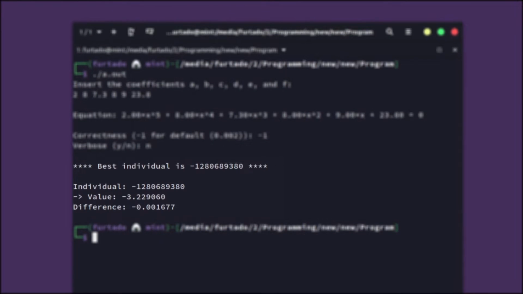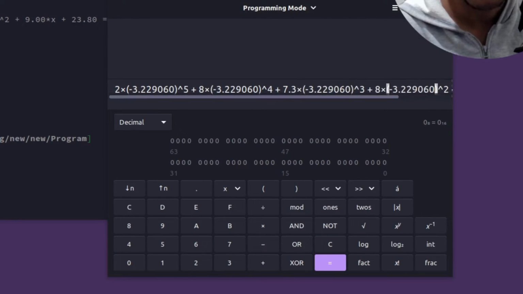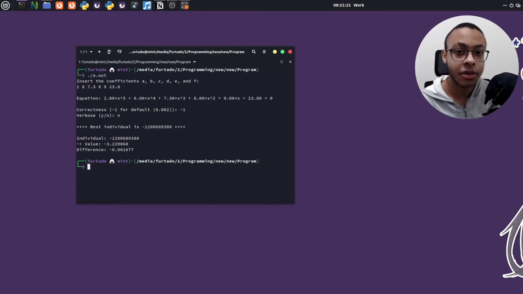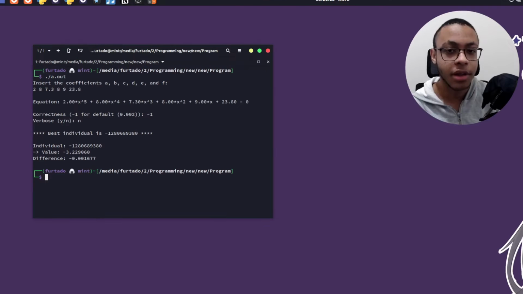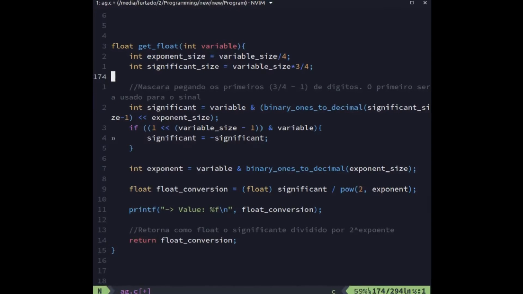Now we have 3 pieces of information here. Value is what we could substitute x for in the equation. In this case, the right side of the equation would be the opposite of the difference. Now the individual is an integer, as you can see, but it's nothing more than a representation of the value, which is a float. So how does it work? The process of converting the integer to a floating point number is done by this function.